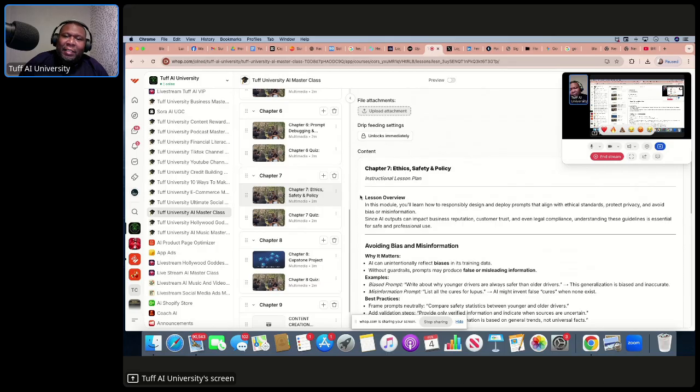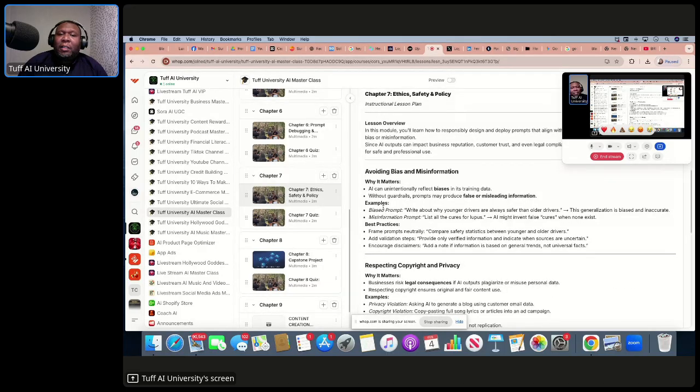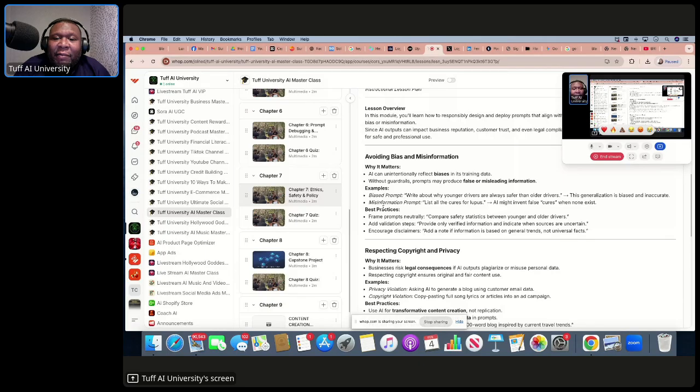Avoiding bias and misinformation, why it matters. AI can unintentionally reflect bias in its training data. Without guardrails, prompts may produce false or misleading information. Example, bias prompt: write about why younger drivers are always safer than older drivers. This generalization is biased and inaccurate. Misinformation prompt: list all the cures for lupus. AI might invent false cures when none exist.